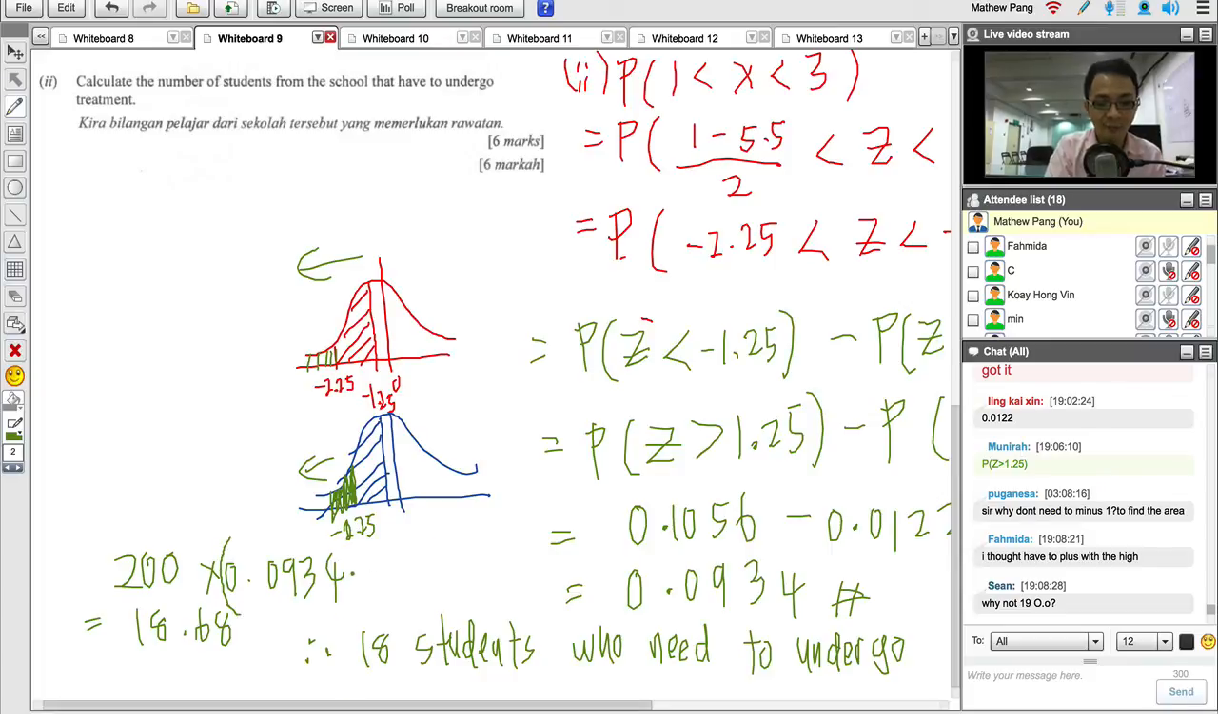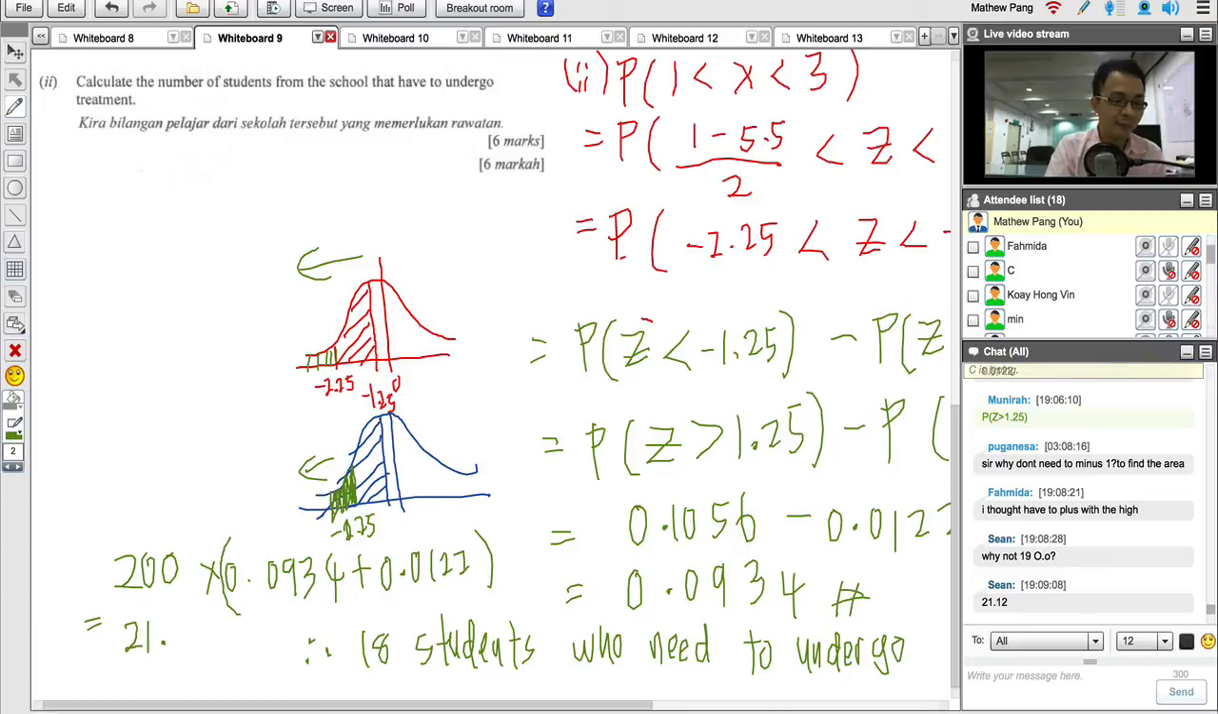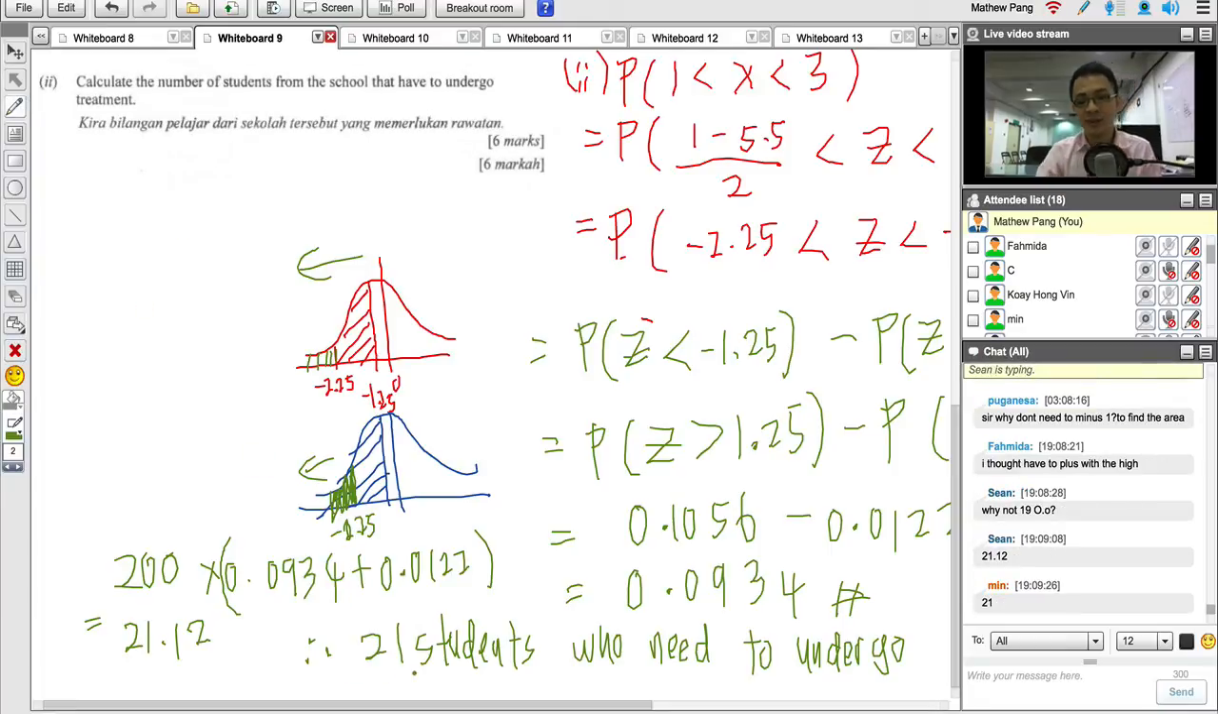So we have to multiply this plus 0.0122, which is high blood pressure. This one is low blood pressure. Then only you can multiply. So my answer is wrong, let me erase this. It will be 0.0934 plus 0.0122, then times 200. We got 21.12 students. So basically, 21.12, we take 21 students who will undergo the treatment.